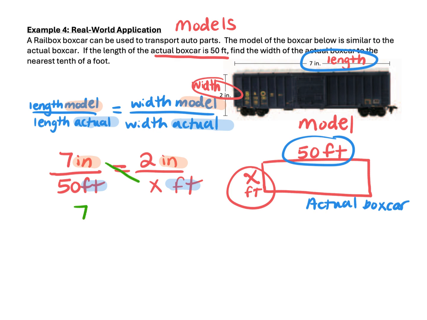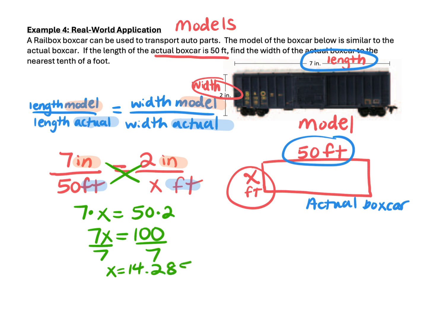So now we can still do our cross product. We'd have 7 times x equals 50 times 2. That's 7x equals 100. And if we divide by 7, this doesn't divide evenly, so we're going to have to round. 100 divided by 7 is 14.285. We'll round to the nearest tenth of a foot, which is 1 decimal position. 8 rounds up, so we'll change it to 14.3. So the actual boxcar is 14.3 feet wide.